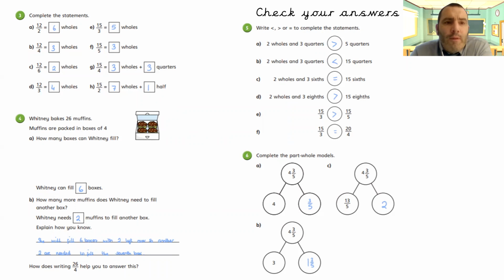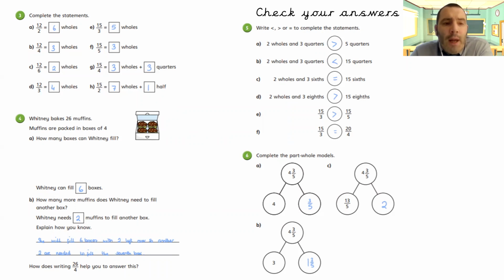G, 15/4 is 3 wholes and 3 quarters. H, 15/2 is 7 wholes and 1 half. Question 4. Whitney bakes 26 muffins. Muffins are packed in boxes of 4. How many boxes can Whitney fill?